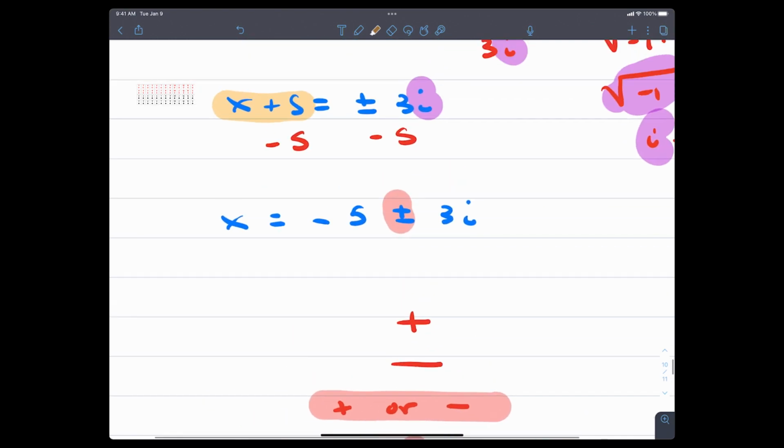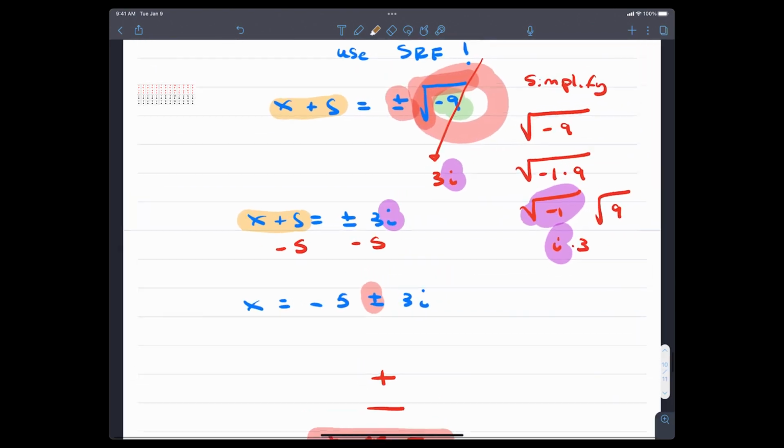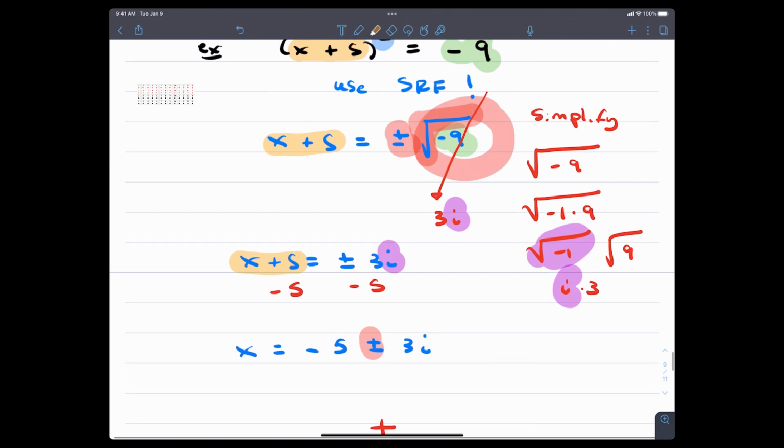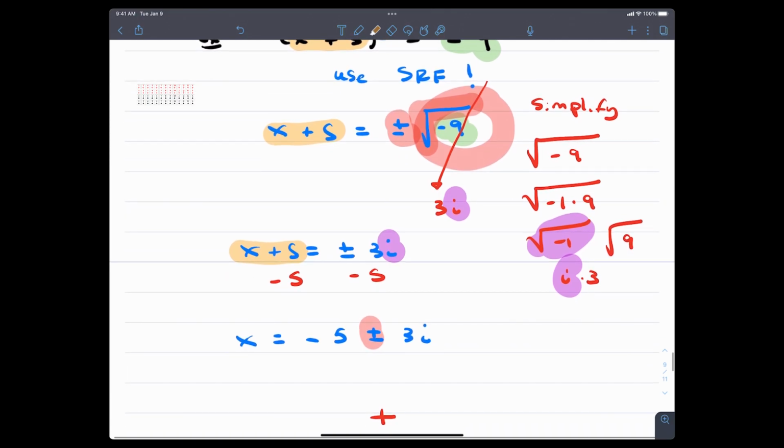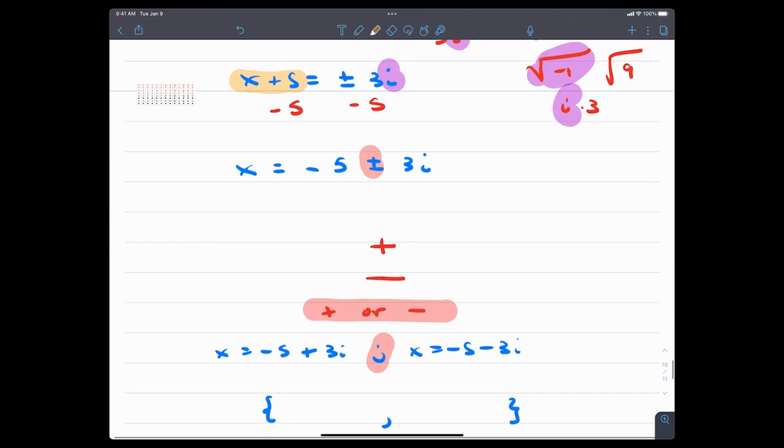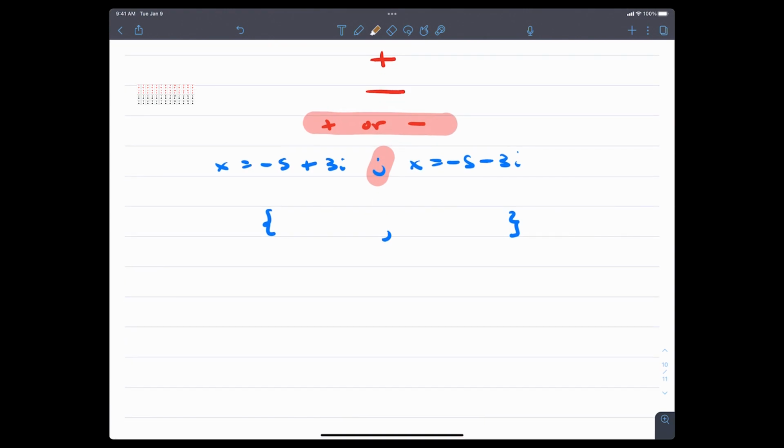You know what I'm talking about here, all the details that we're working on here? Trying to take the square root of a 9, trying to take the square root of a negative 9. And then what I'm going to talk about right here, you see these numbers here? Can you combine them? The answer is no, you can't combine them.